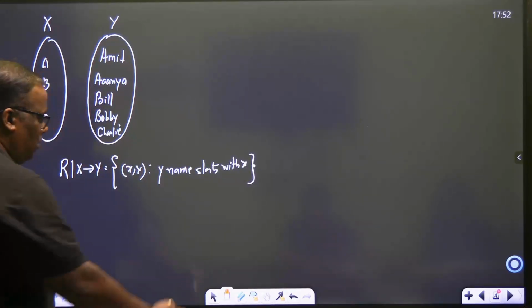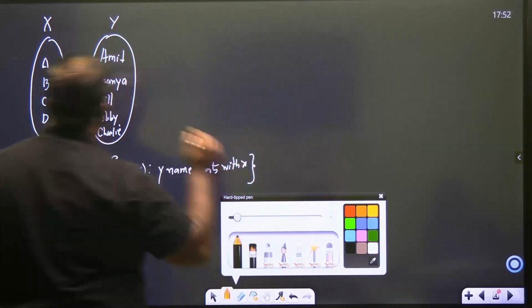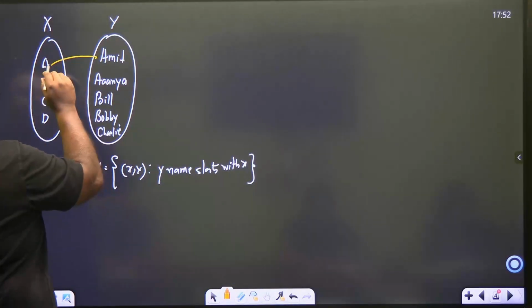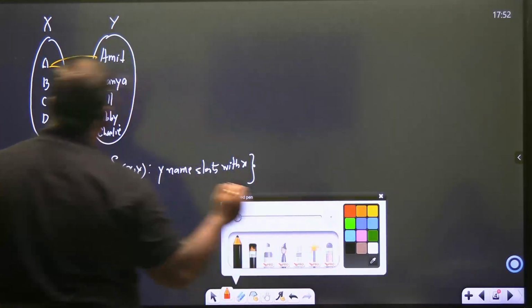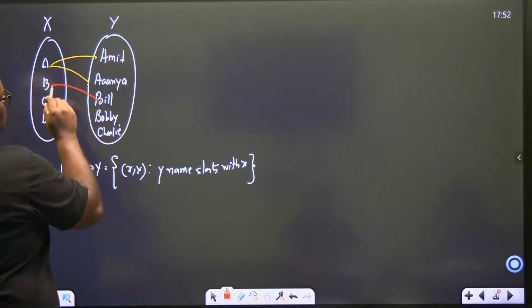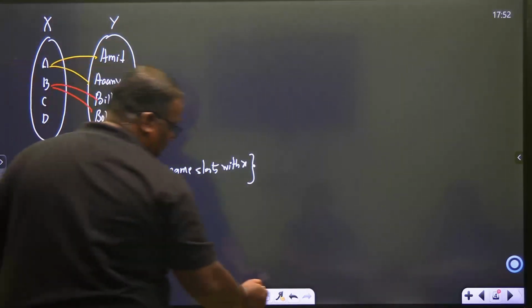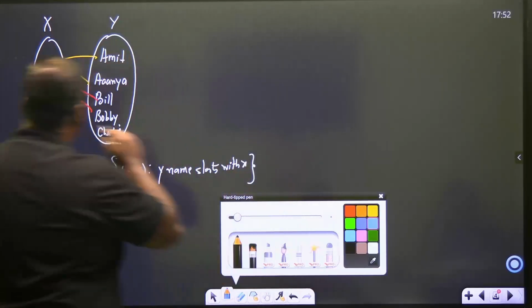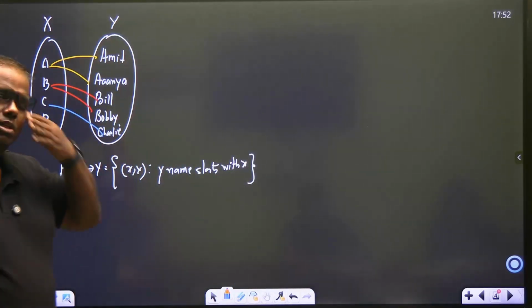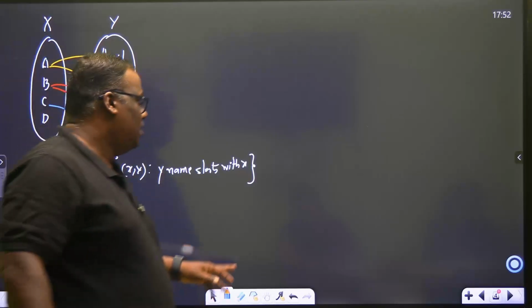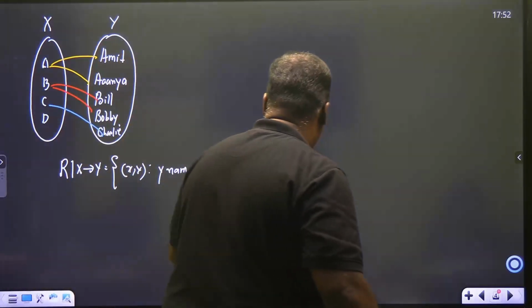Right. So if I see my ordered pairs for this relation, we can do this arrow drawing also. This is one. These are two ordered pairs. Shall we change our color? Now let's see. B will map to Bill as well as Bobby. Right. And then C will map to Charlie. Is relations understood by you? Okay. Fine.